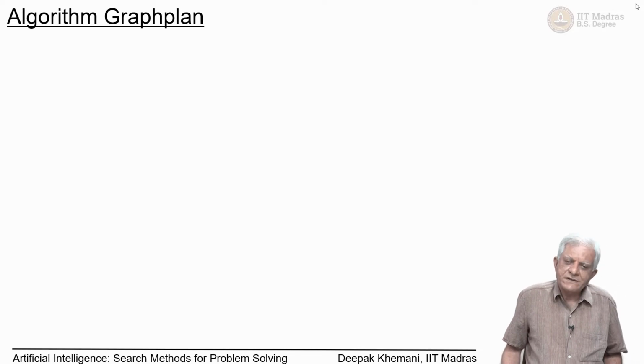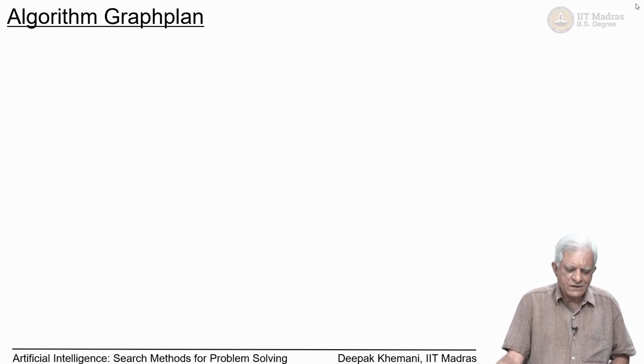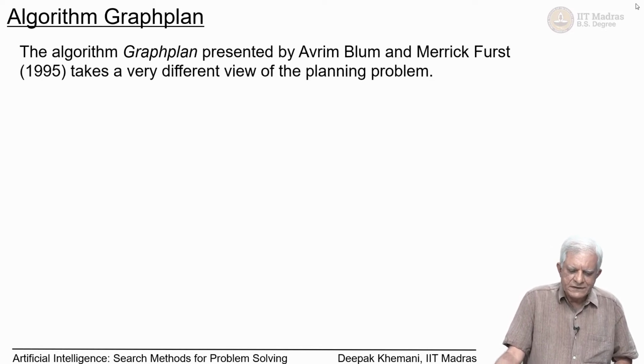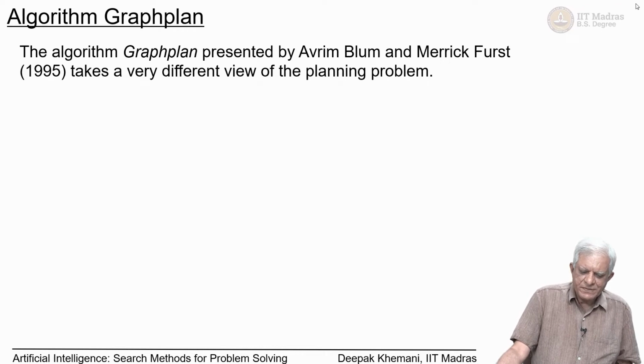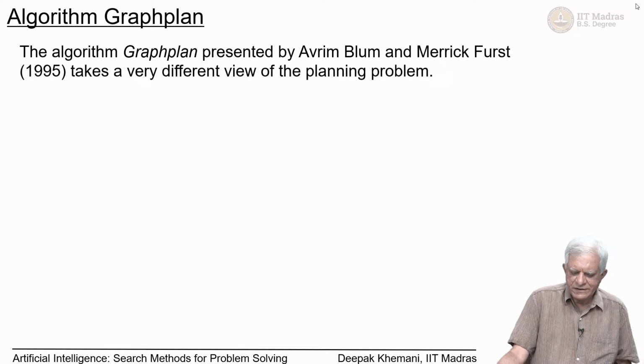So, here we are at the last planning algorithm that we will study. It is quite a well known algorithm called Graphplan. It was devised or presented to us in 1995 by Blum and Furst, and it takes a very different view of the planning problems from the ones that we have taken so far.